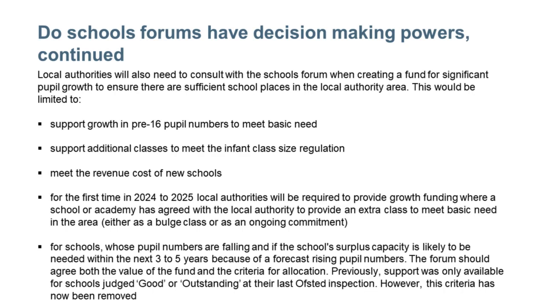Then, for schools whose pupil numbers are falling, and if the school's surplus capacity is likely to be needed within the next 3 to 5 years because of forecast rising pupil numbers, the forum should agree both the value of the fund and the criteria for allocation. Previously, support was only available for schools judged good or outstanding at the last Ofsted inspection. However, this criteria has now been removed.